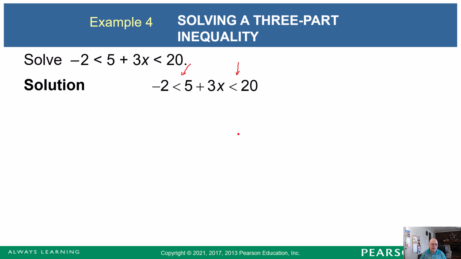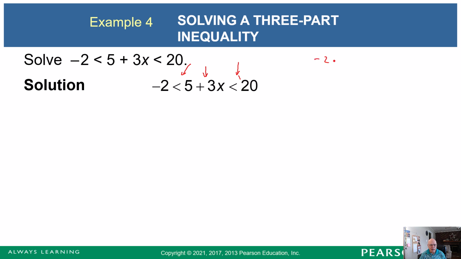Now what you have to think is, okay, first of all, I've got three sides to my inequality. I've got a side here, and a side here. So when we do some operation, like addition, subtraction, whatever it is, we have to do it to all three parts. The second thing is, you're going to end up with x.